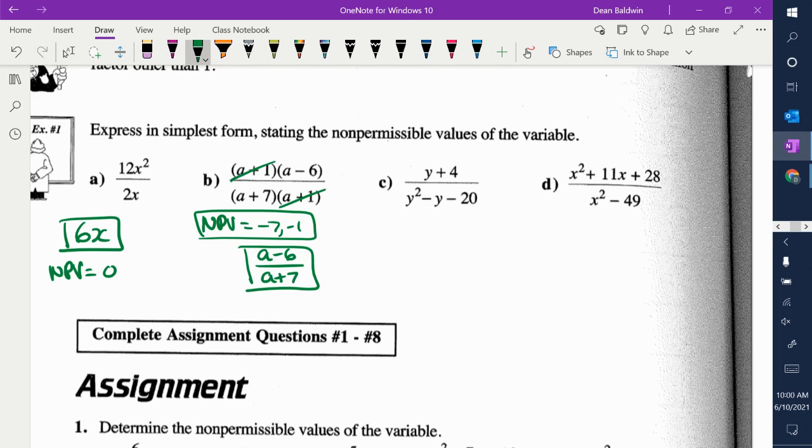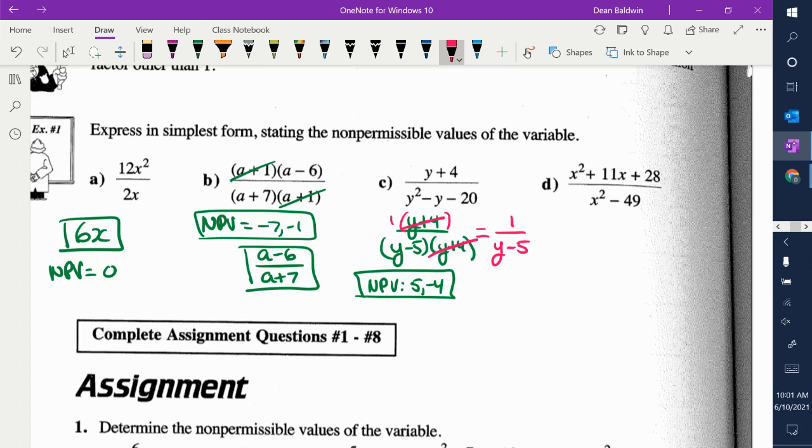All right, C. Top is factored, bottom is not. So what multiplies to negative 20 and adds to negative 1? There you go. Negative 5 and 4. What are my NPVs? Does everybody agree with that? 5 and negative 4? Yeah, that's correct. What can I cancel? If you cancel everything in the numerator, what is left up there? 1, because there's a 1 in front of that. I could write it like 1 times that. So it's 1 over y minus 5. And that's it.